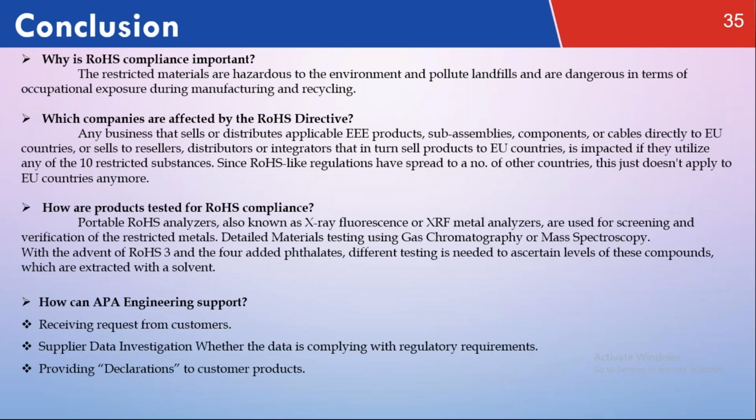Then how is RoHS tested? RoHS compliance can be tested by portable analyzers such as X-ray fluorescence and X-ray metal analyzers, which can be used for screening the presence or verification of restricted metal compounds in the product. Detailed testing can be done using gas chromatography or mass spectroscopy. With the advent of RoHS 3, 4 new phthalates were added. We can test these phthalates using certain chemical testers, at a certain level of these compounds extracted from solvents, to find out whether these phthalates are present in our product which we are selling to Europe.